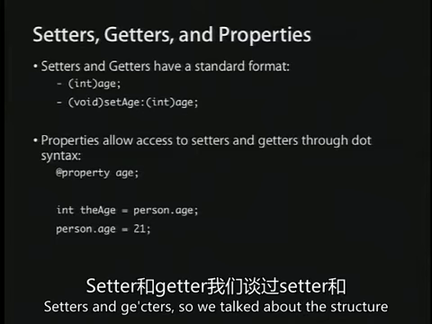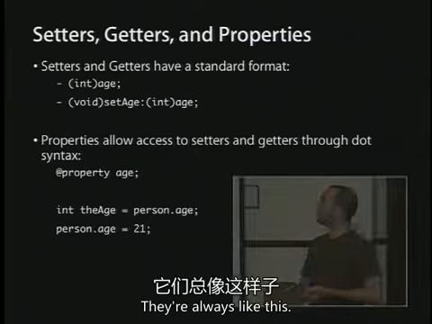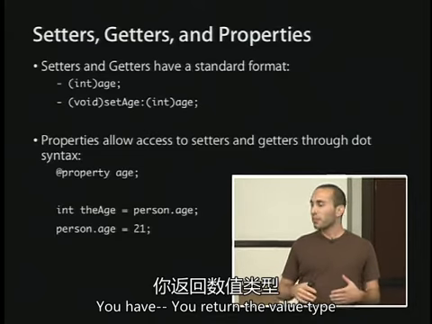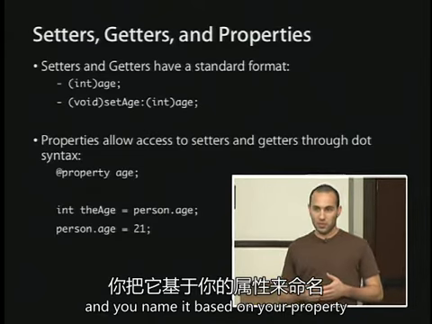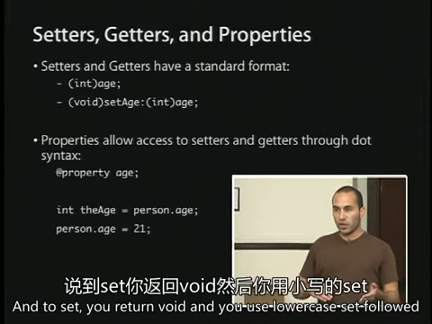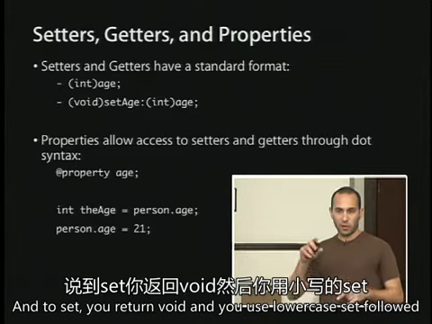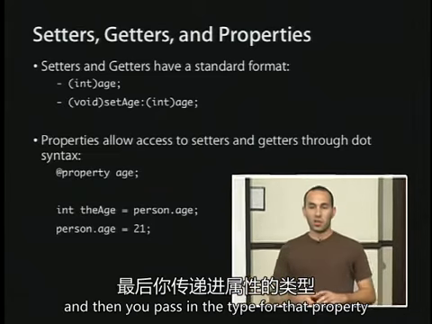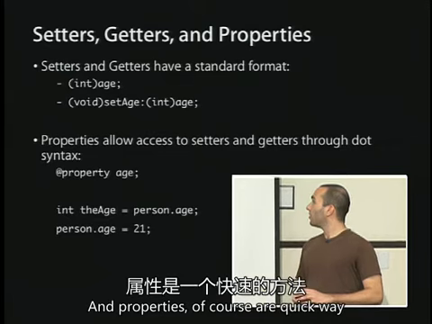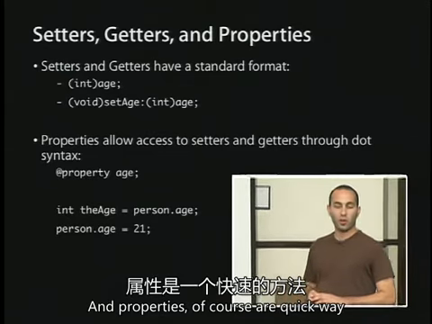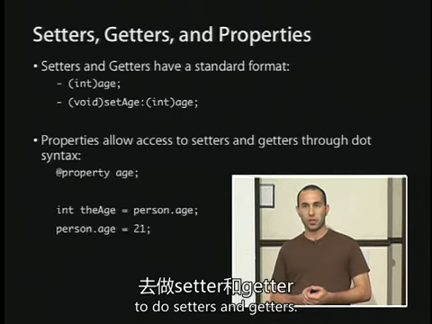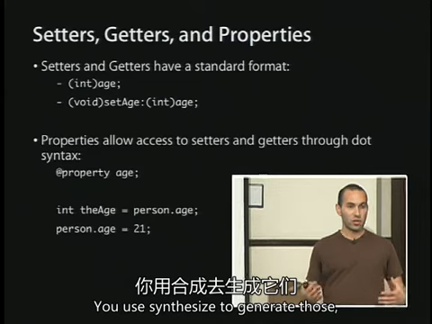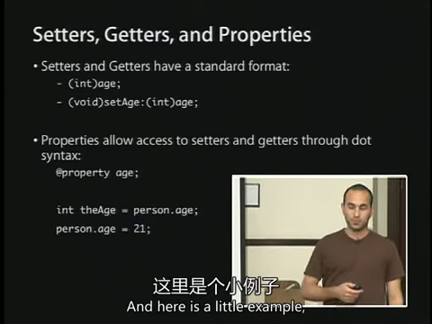Setters and getters. So we talked about the structure for setters and getters. They're always like this. For the getter, you return the value type, and you name it based on your property. And to set, you return void, and you use lowercase set followed by the uppercase first letter of the property, and then you pass in the type for that property. And properties, of course, are a quick way to do setters and getters. It's a convenience feature in Objective-C 2. You use synthesize to generate those, and here's a little example.